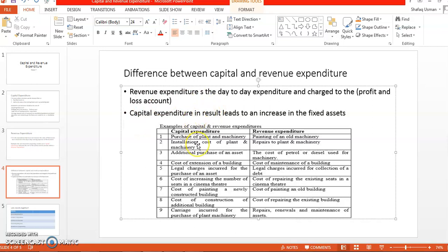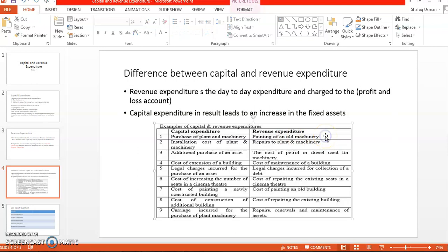Now, what are the examples of capital and revenue expenditures? If you look at the exhibit here, the first one is purchase of plant and machinery. So it means you're buying a new asset, that is plant and machinery. Which plant? Yes, the factory plant. Revenue expenditure is painting of an old machinery. So what are you doing here? You are just maintaining your old machinery. You are not buying a new machinery. So painting comes under revenue expenditure because this is a task that needs to be carried out on a regular basis.